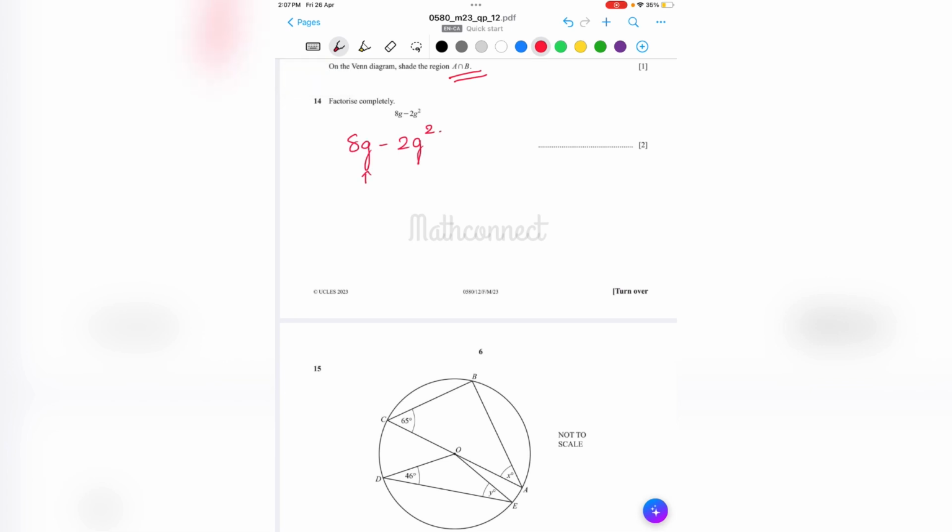We know that g is common here, so we can take it out. Also, we can see that 2 is common, so I'm going to take out the 2 as well. Remaining, we have 4 minus g. So the answer is 2g bracket 4 minus g.